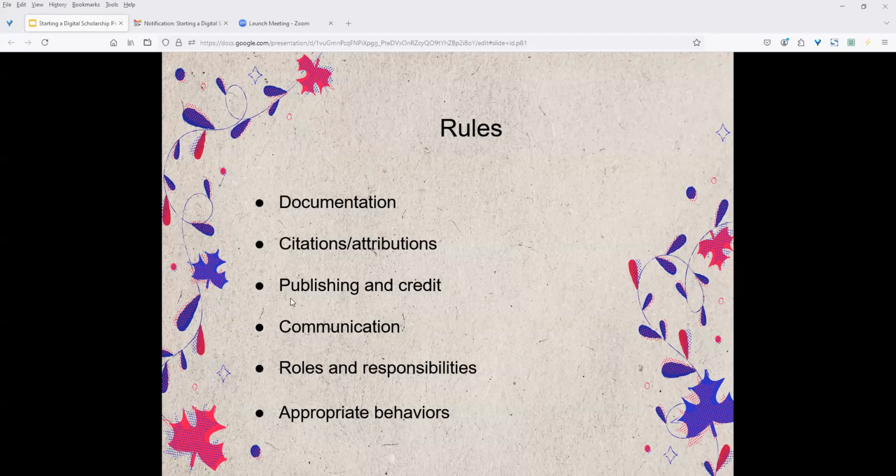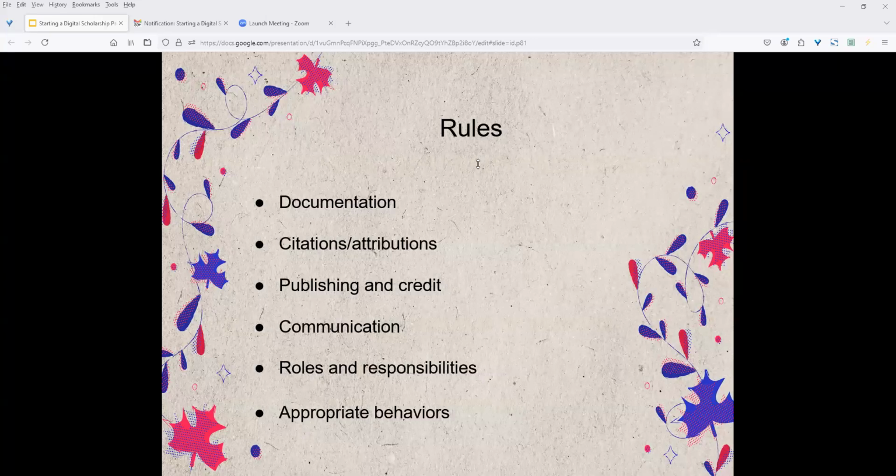Roles and responsibilities should be laid out clearly for everyone: students, faculty, and other workers. And then define what sort of appropriate behaviors you're going to be working with, to try to alleviate stress moving forward.